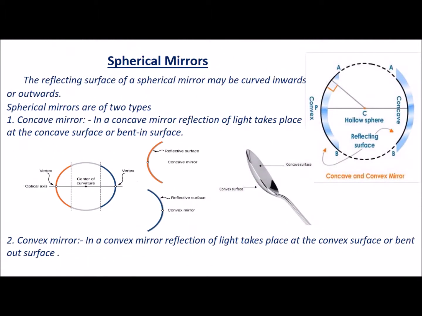Spherical mirrors. The reflecting surface of a spherical mirror may be curved inwards or outwards. Spherical mirrors are of 2 types. 1. Concave mirror. In a concave mirror, reflection of light takes place at the concave surface or bent-in surface. 2. Convex mirror. In a convex mirror, reflection of light takes place at the convex surface or bent-out surface.